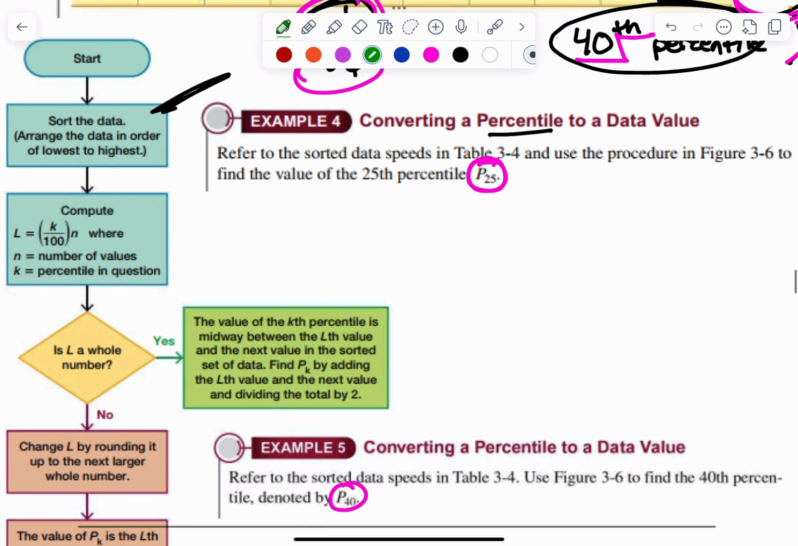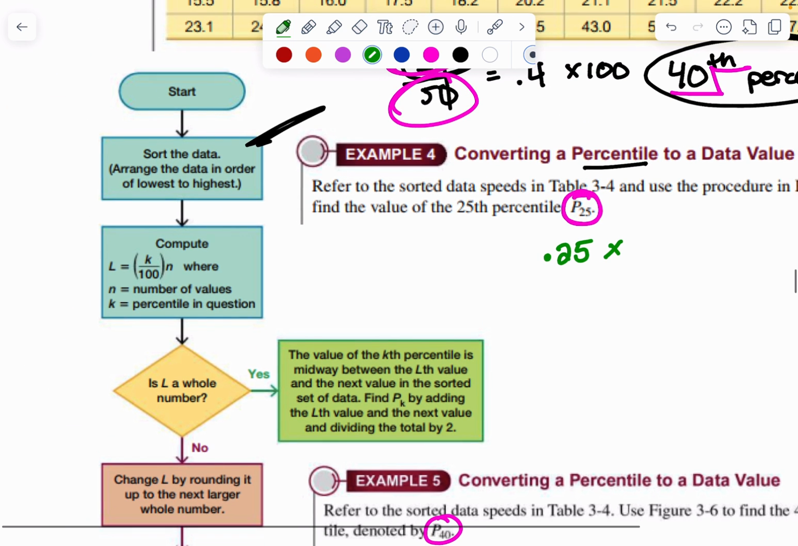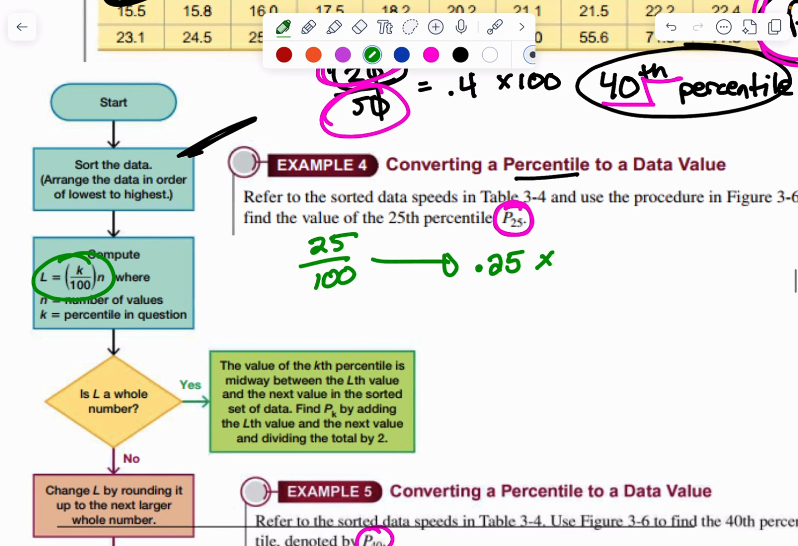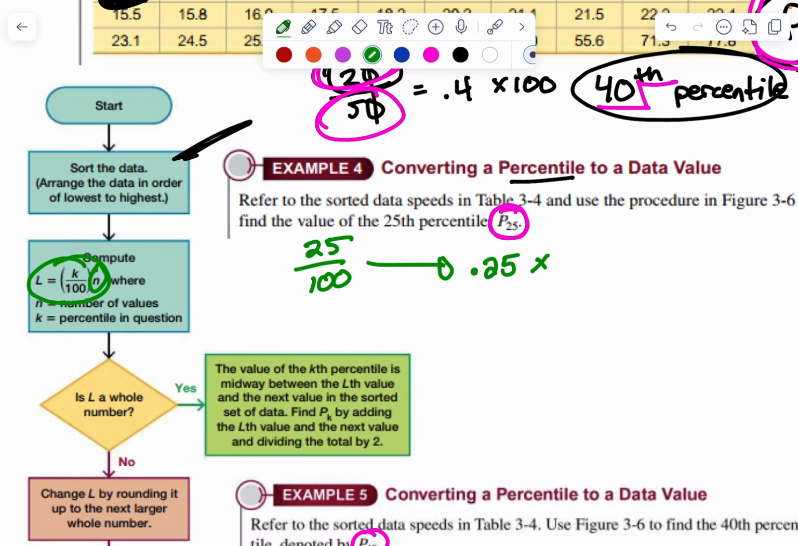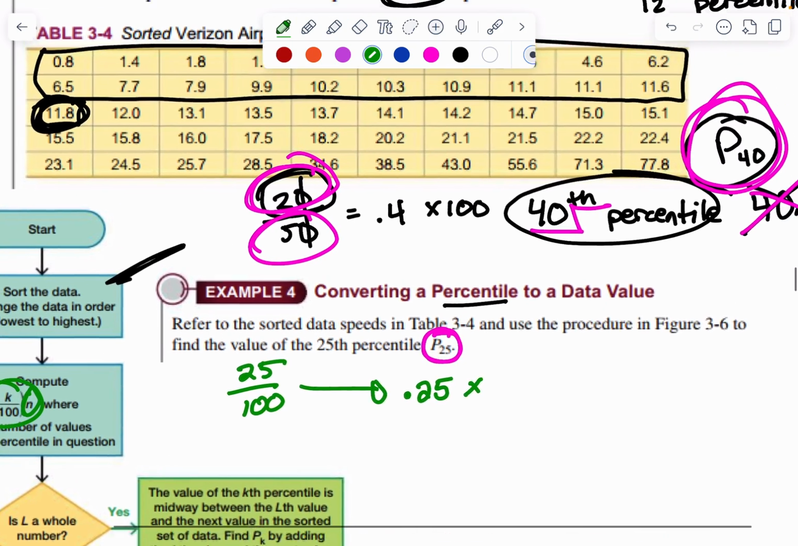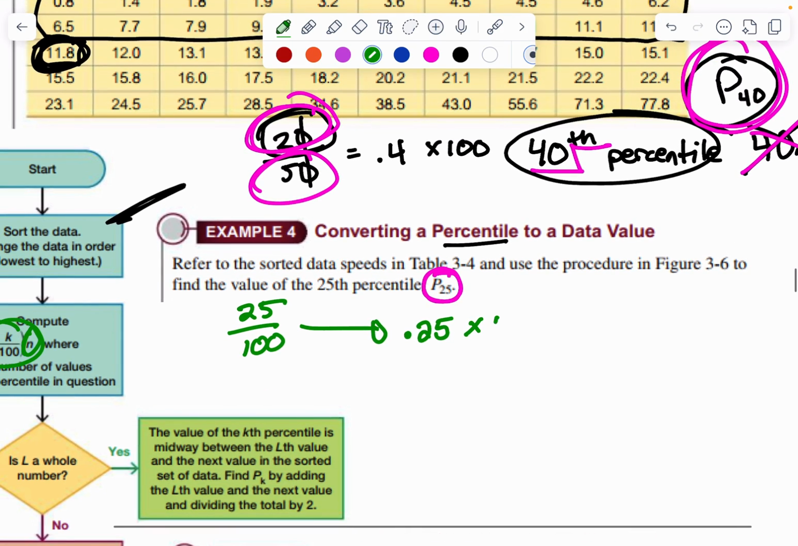If we're doing the 25th percentile, the 25th percentile is 0.25. Right? Like if I would make it a decimal, it would be 0.25. Now what I'm going to do is multiply by, I think they have this over here, the percentile. So you take K and you divide by 100. So 25 divided by 100 is 0.25. Sorry, I'm skipping steps, okay? So 0.25 times N. And N is the number of numbers that I have. So up here I had 50 numbers. I'm going to multiply that by 50.